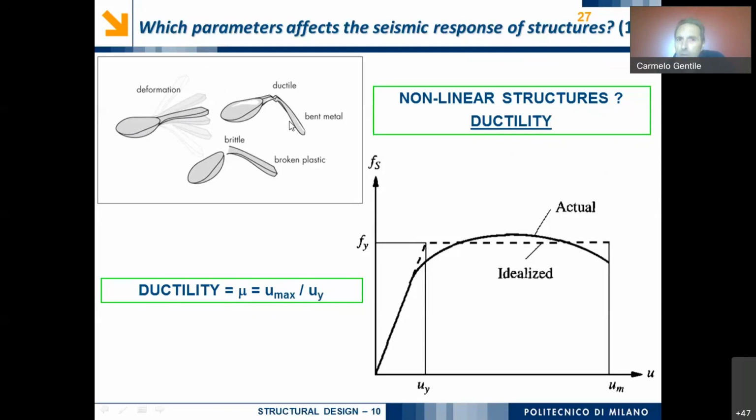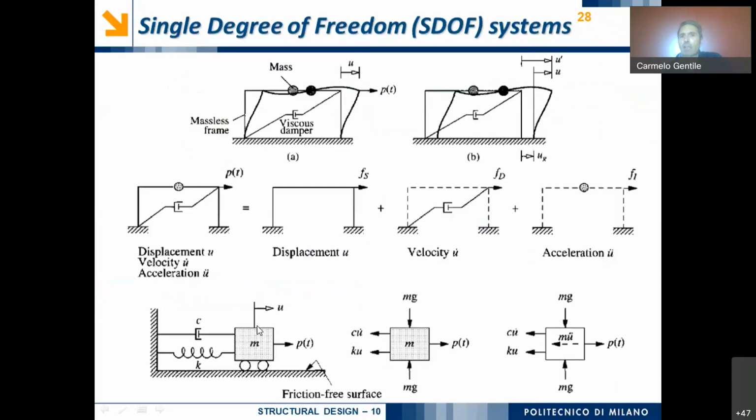We would like to design our buildings in order to ensure a ductile behavior like that of a spoon under large forces. We don't want to design for a brittle behavior. So we would like to design a structure for a large value of the ductility.